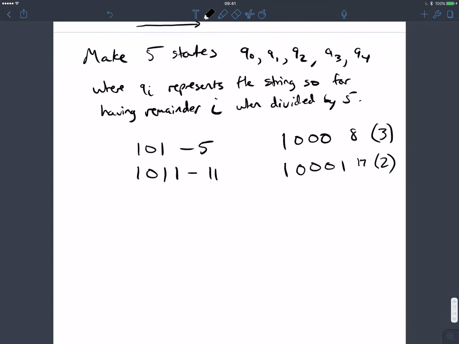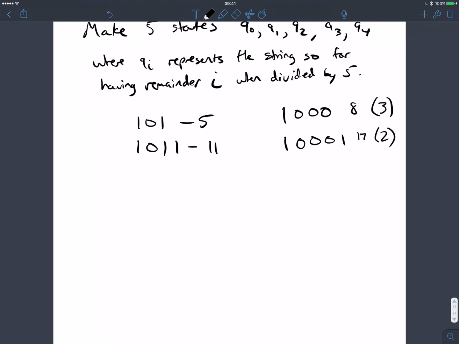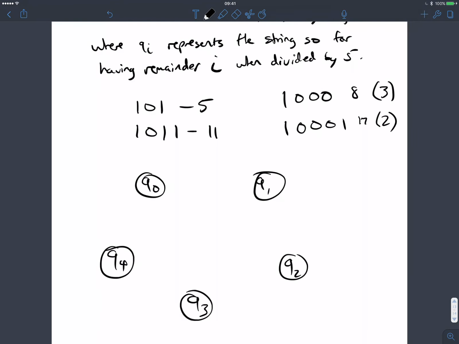So what I have in general is a transition from qi to qj if i is on input 0, sorry. Let's just do the actual example. So we'll have the 5 states like I mentioned before. I'm going to arrange them in this circle pattern just because I can. So what should my start and final states be?